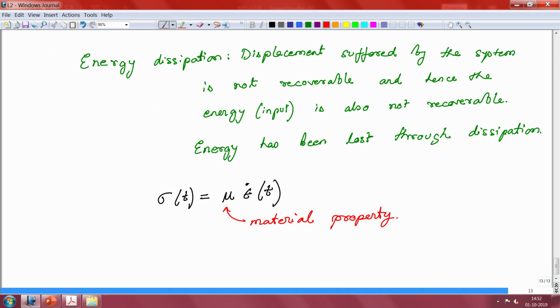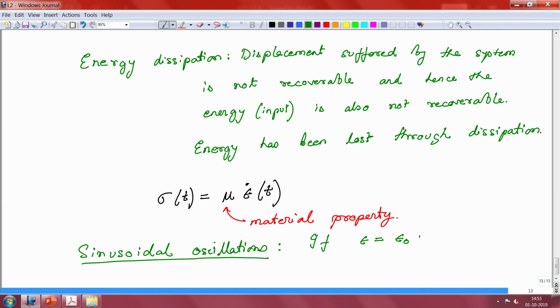Now that you have determined this, it brings us back to the last problem, which is the sinusoidal oscillations. In sinusoidal oscillations, your input is epsilon equal to epsilon naught sine of omega t.